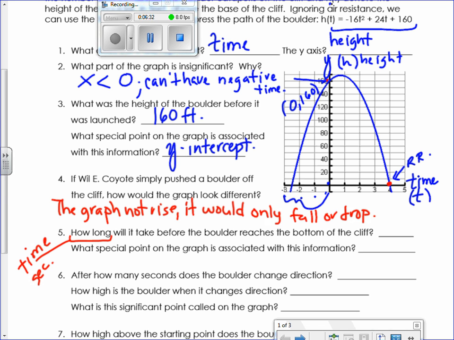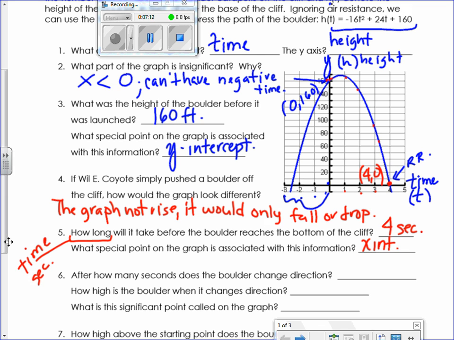Okay? And so if the rock or the boulder is coming up in the air and then it's coming down and it hits the ground here, and this is time, well, that's 1, 2, 3, 4. So it would take 4 seconds. Okay, and the next question says, well, what special point is associated with this information? Okay, so what axis is this? Notice this is the point 4, 0. All right, so the y value is 0, and so that tells us that's the x-intercept. This is where the graph is crossing the x-axis, so that's the x-intercept.